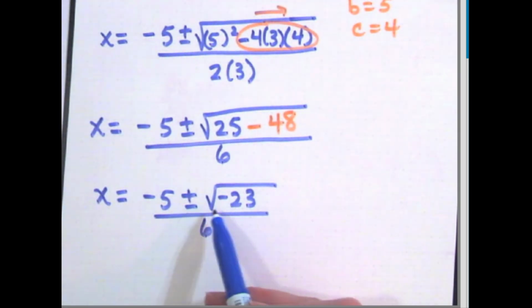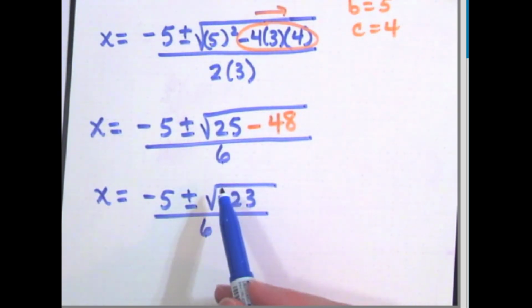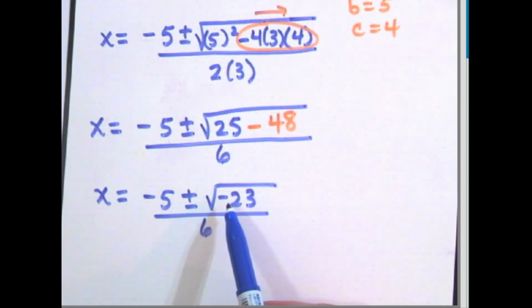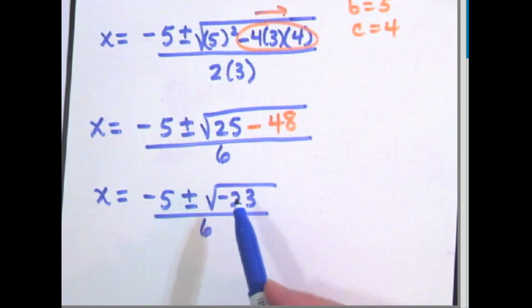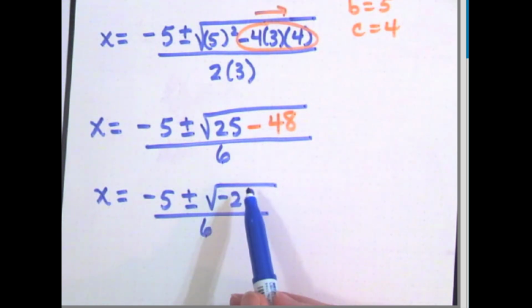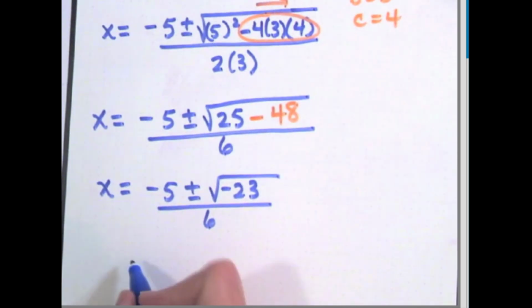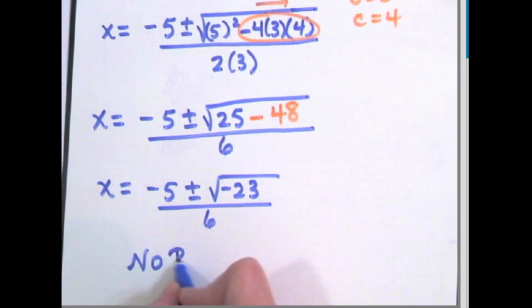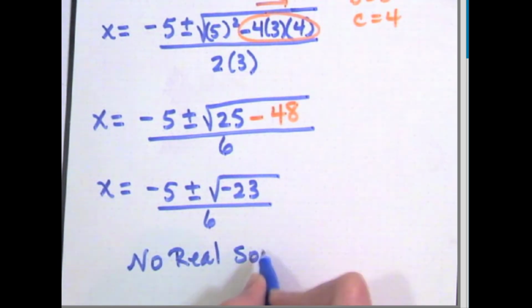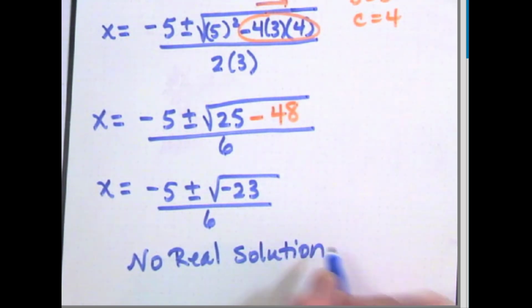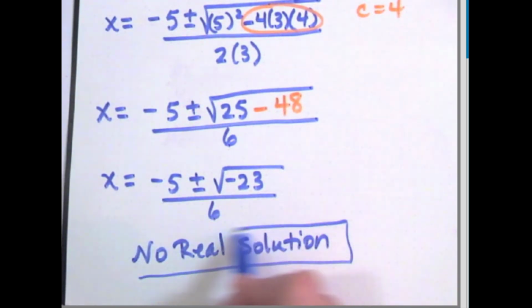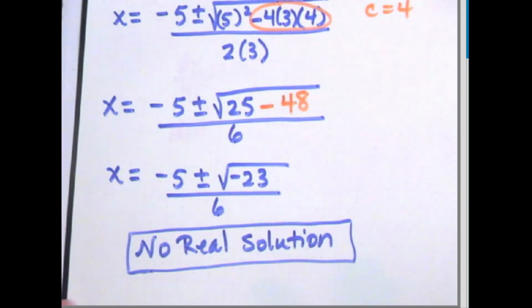Okay. In Algebra 1, we don't deal with negative numbers underneath the radical. This would actually be an imaginary answer. I is equal to the square root of negative 1. But for our purposes, if we see a negative under the radical, we're just going to write no real solution. You might just see it written as no solution. You might see no real roots. They mean the same thing.